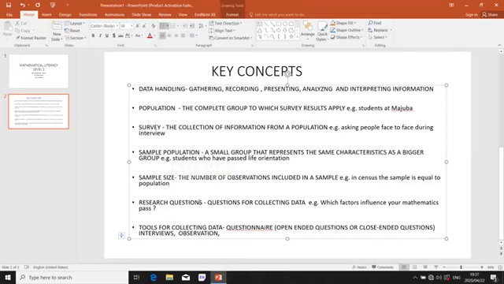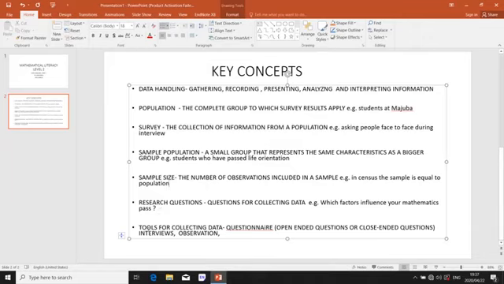Then the following concept is the research question. In other words, these are the questions that one is using when collecting data. For instance, you may ask the participants which factors influence your mathematics pass, and then the participant is going to answer in the way he or she understands the question.